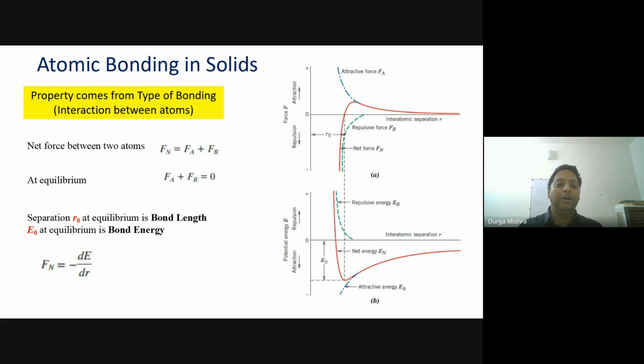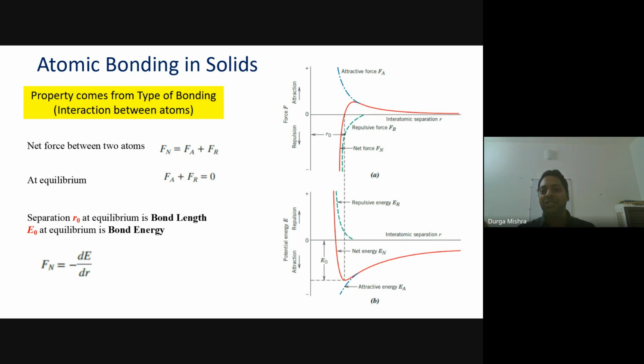Now at a certain position, it is possible that the net force, these attractive and repulsive forces, will cancel each other out. So you will get a zero force. Here Fa and Fr represent the attractive and repulsive force respectively. So at equilibrium, this Fa plus Fr will be zero. So this is again represented on the top graph. On the x-axis, we have the interatomic separation.